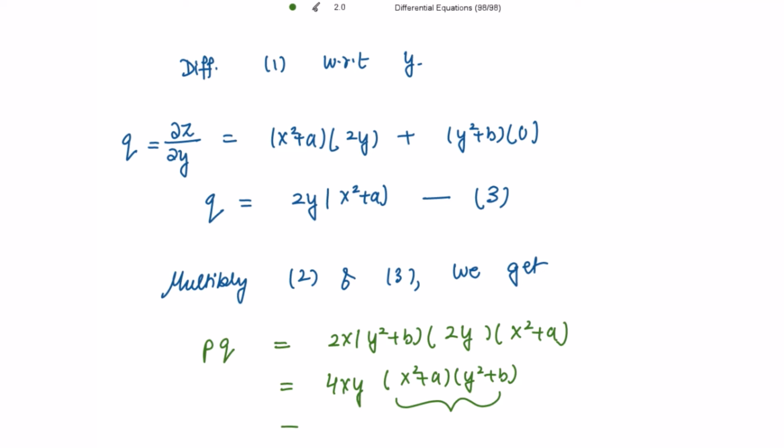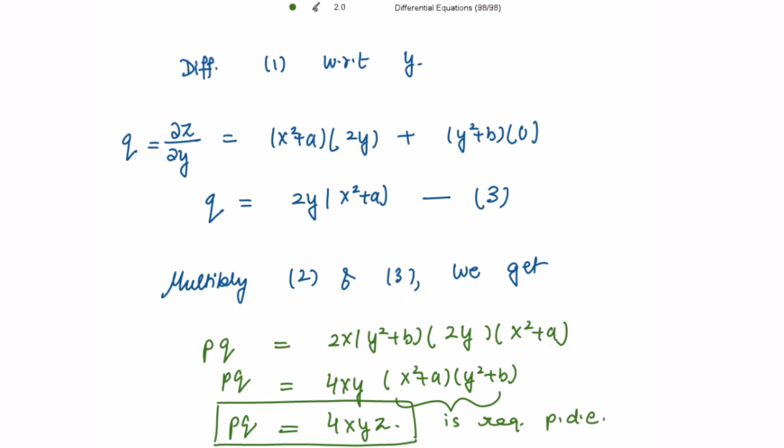So writing this further as 4xyz. And on the left hand side we have pq. So pq equal to 4xyz is the required partial differential equation of order 1 and degree 1. So of first order and first degree.